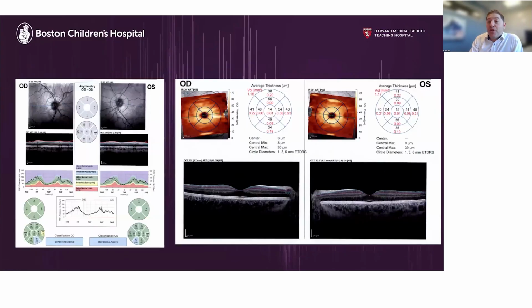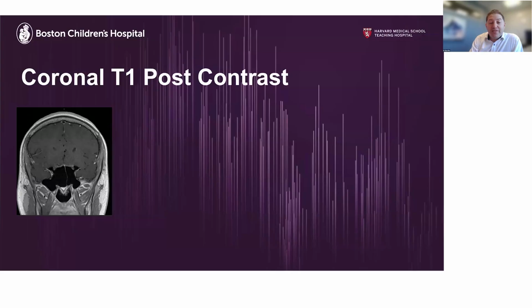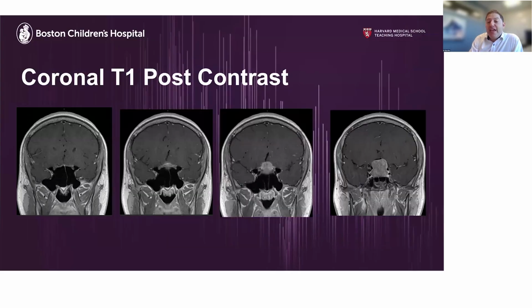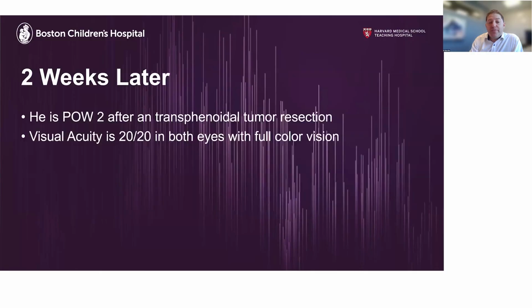So he actually had normal OCT testing. And so we did imaging emergently, and he had evidence of a pituitary lesion that had mixed density components, likely acute hemorrhage, which caused his worsening of his vision so quickly. He went for surgery almost right away, and his visual acuity was 20/20 in both eyes with full color vision after his surgery.